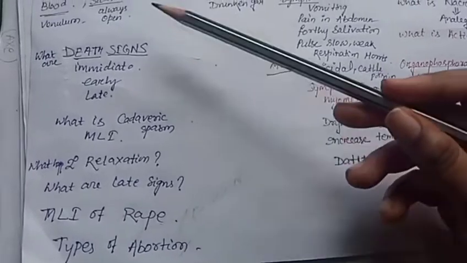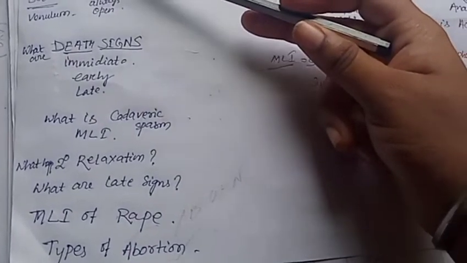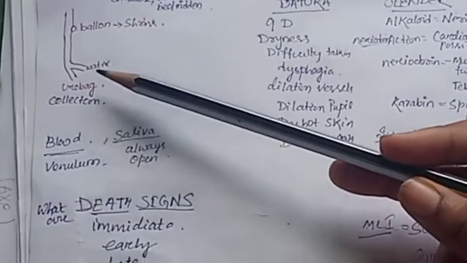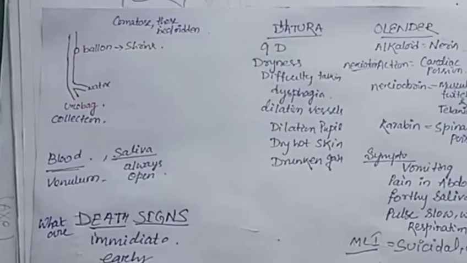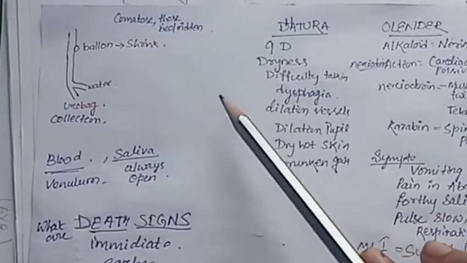Then abortion. This is the catheter, so know the parts of the catheter. Okay, so you should remember where the catheter is not given.